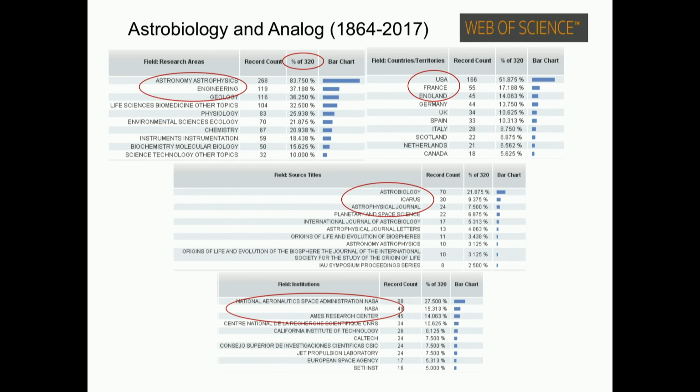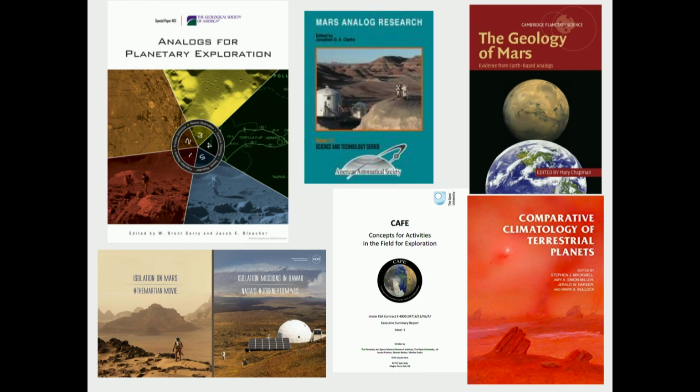And also, probably you know, this book is very good. I recommend it. It's the CAFE, the Concepts for Activities in the Field for Exploration. There is a small selection of analogs, but it's important. Of course, we have to increase the number of analogs because, as we are going to see, there are many possibilities to use different types of aspects in connection with the analogies.